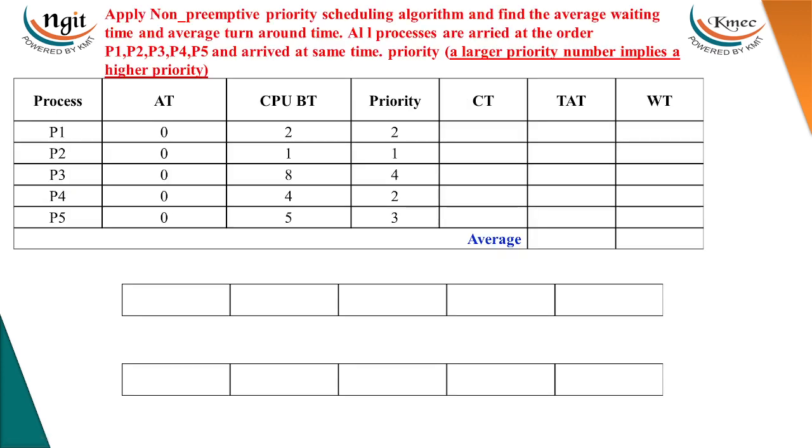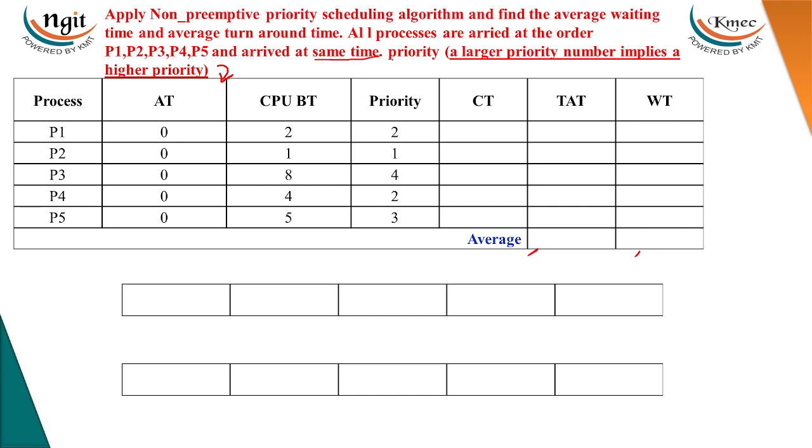Let's start a question. The question is given in theoretical format. We need to convert it into a table, but I'm directly writing the final table, not the conversion. Apply the non-preemptive priority scheduling algorithm and find the average waiting time and average turnaround time. All processes arrived in the order P1, P2, P3, P4, P5 at the same time, so we assume they arrived at time t equal to 0.